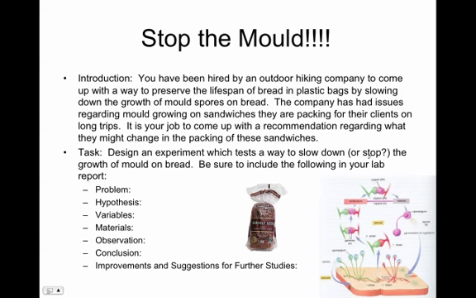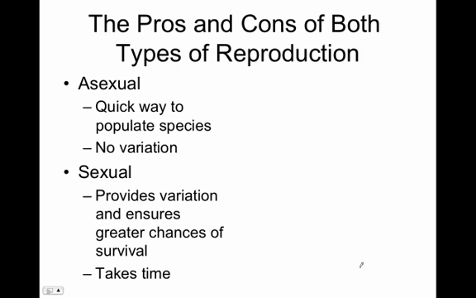Mold is pretty unique. If you can kind of zoom in on this picture, because mold actually has two ways to reproduce. It can reproduce asexually through spores. However, it also has a means of reproducing sexually, kind of like plants. So before I get into the different ways sexual reproduction occurs, let's talk about the differences in pros and cons.